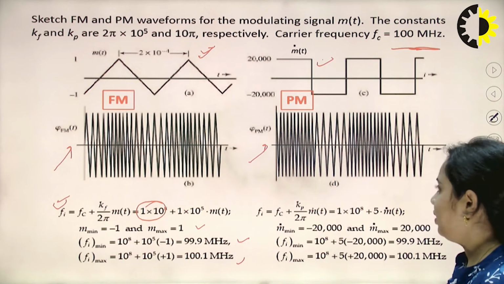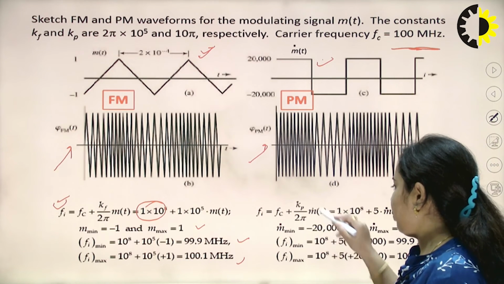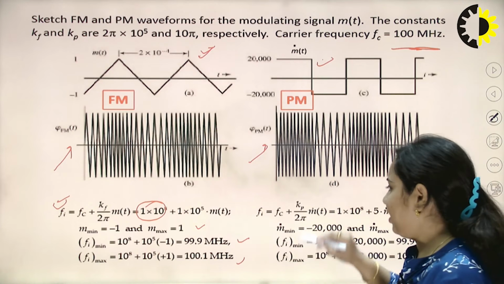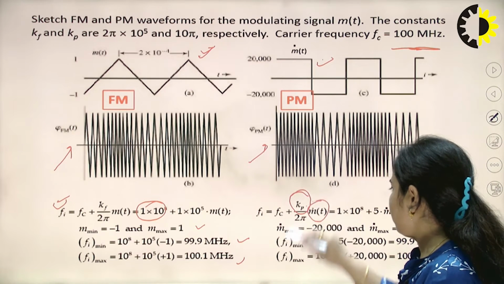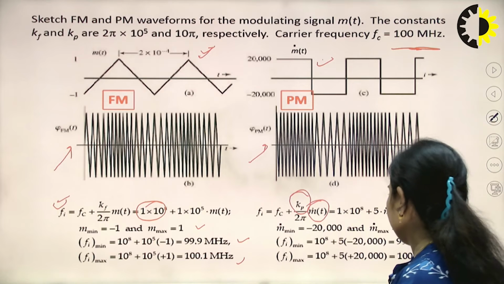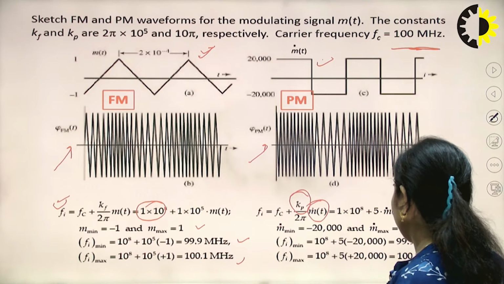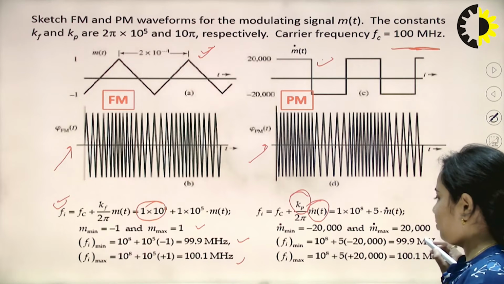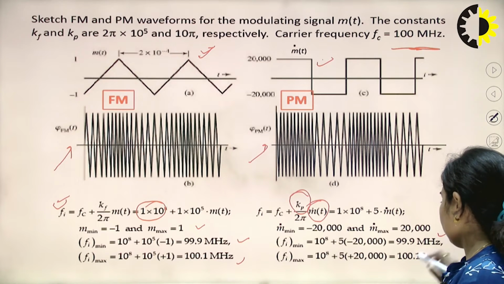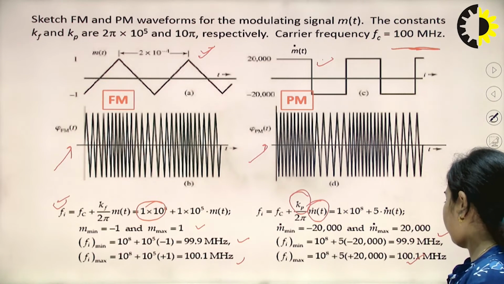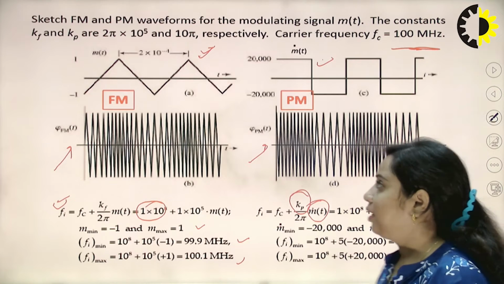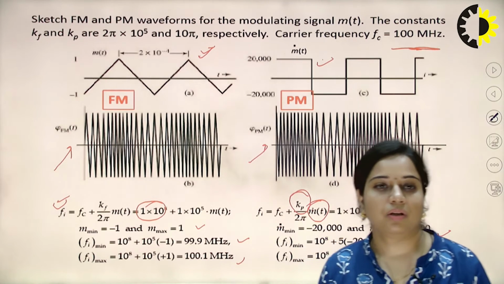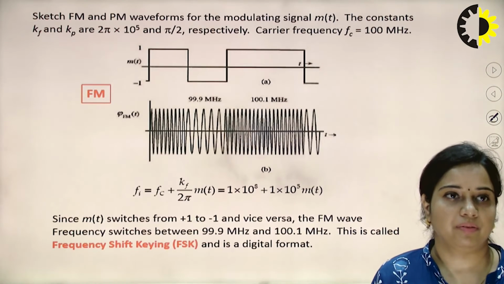In case of PM, the same equation will be used, but instead of Kf you have to use Kp, and instead of m(t) you have to use the differentiation of m(t). So by putting in the values, we get the minimum instantaneous frequency and maximum frequency, that is 99.9 megahertz is the minimum and the maximum will be 100.1 megahertz. So that is the case for FM and PM wave.